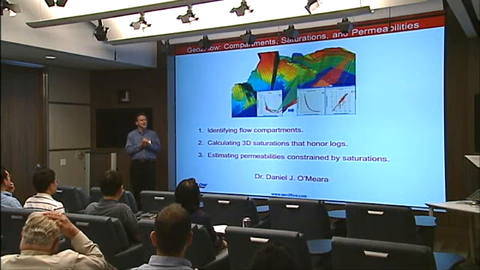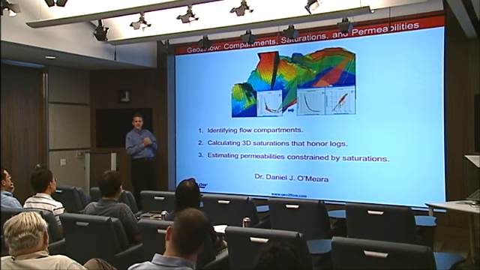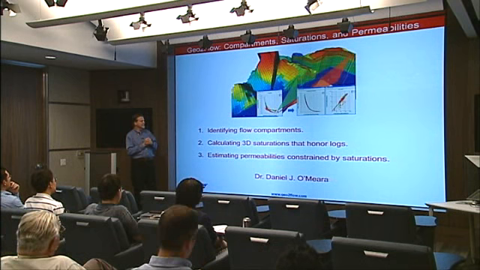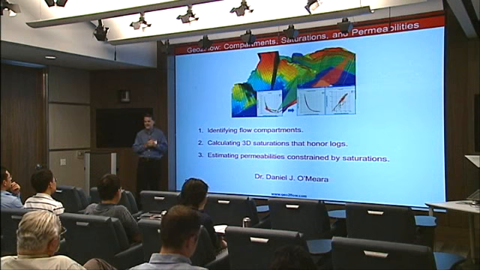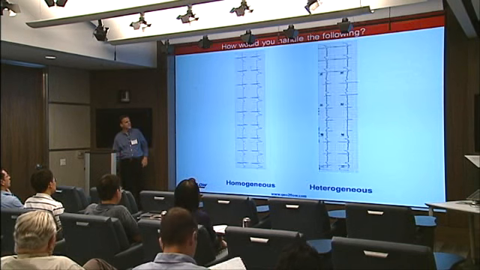Geo2Flow is a plugin that goes after compartments, saturations, and permeabilities. So we're into identifying flow compartments in the reservoir, calculating 3D saturations that honor your logs, and estimating perms constrained by saturations. I want to start out with a metaphor.